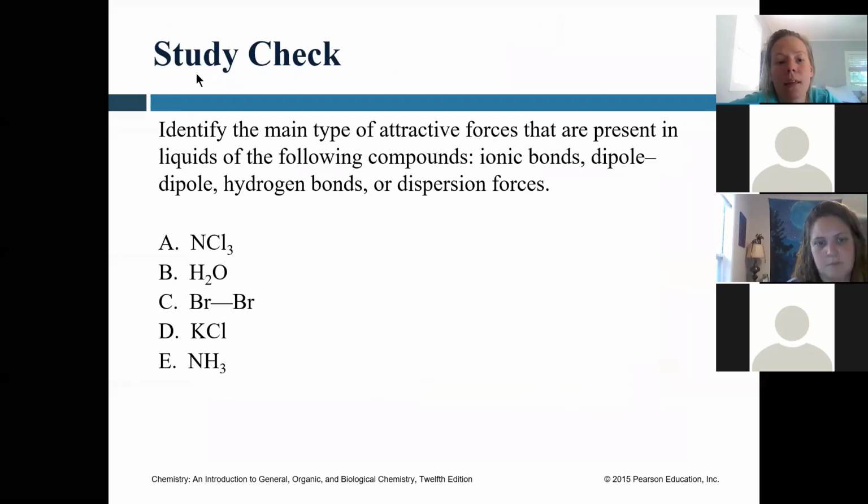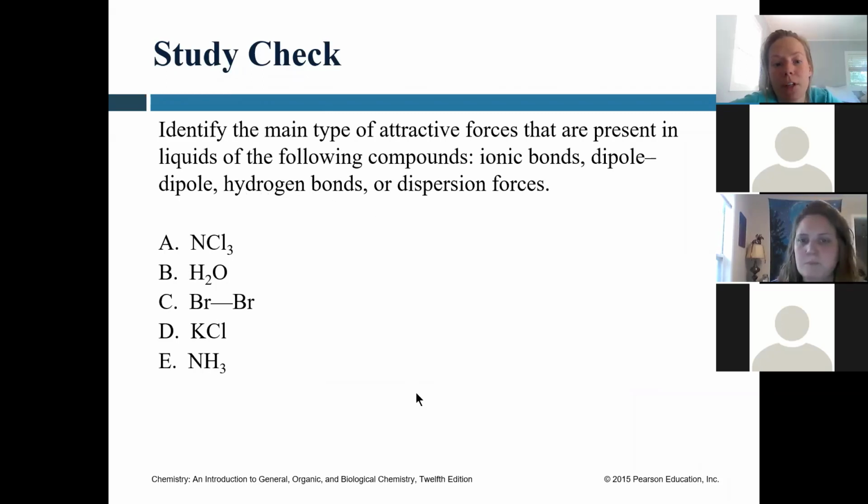Okay, so looking at these, identify the main type of attractive forces that are present in the liquids of the following compounds. So we have ionic bonds, dipole, hydrogen, or dispersion bonds. So I want you to tell me for each of these bonds, which one of those is present. And they all have dispersion, okay? So you don't have to write dispersion for all of them. They all have that. But if it's the only one that they have, write dispersion.